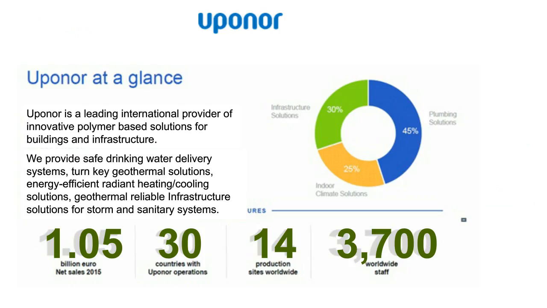So Uponor, as a general overview, is about 1.1 billion US dollars, converting from euros. We operate within 30 countries. We have 14 manufacturing facilities worldwide, as well as a couple in North America, and have about 3,700 employees. Uponor is broken up into three divisions. Uponor Infra Solutions, which we represent, is about 30% of our operations. 45% is in plumbing solutions, and 25% is indoor climate solutions, which are electronic controls for heating, cooling, and so on.